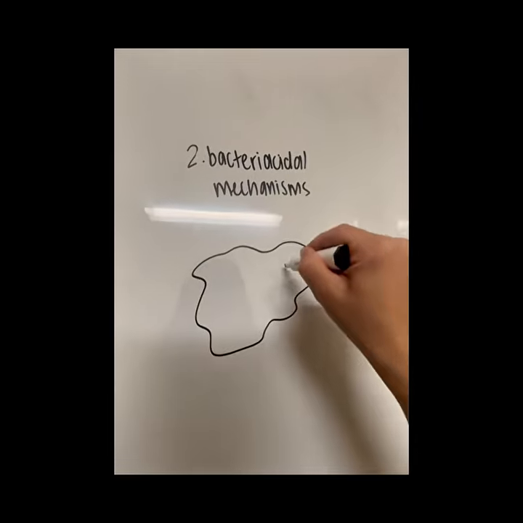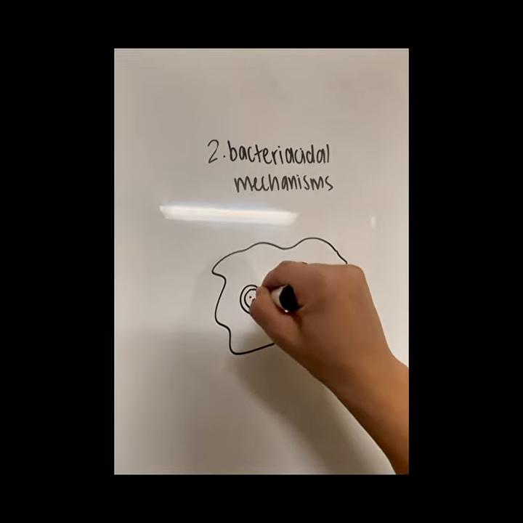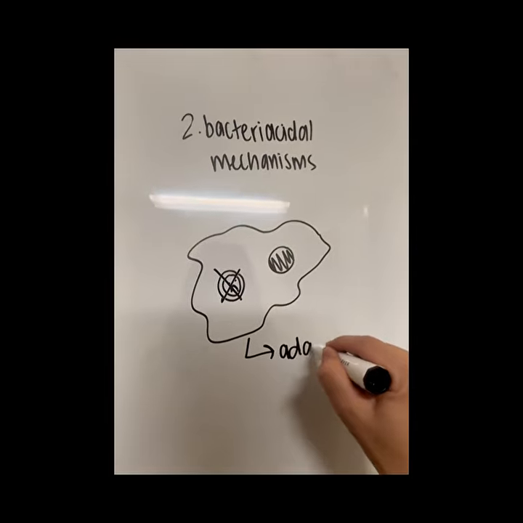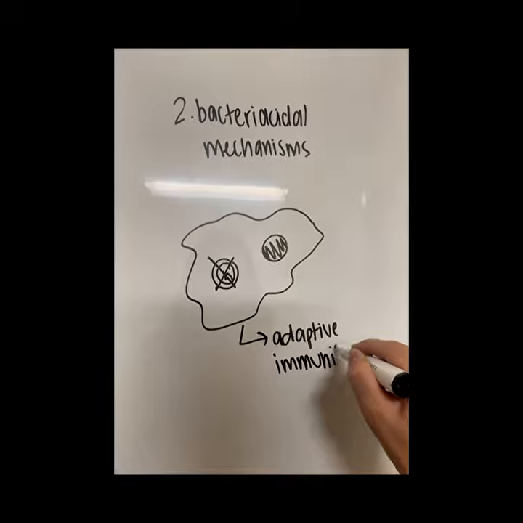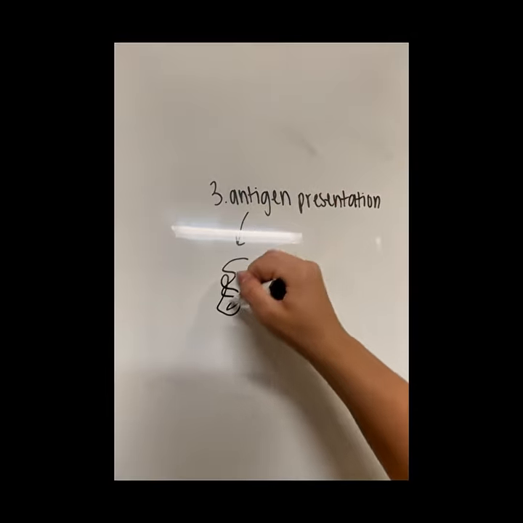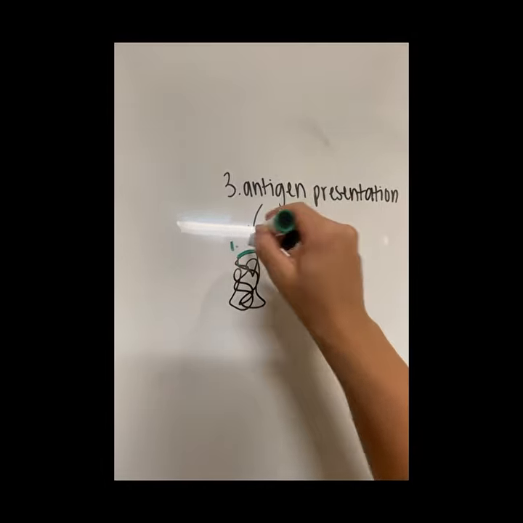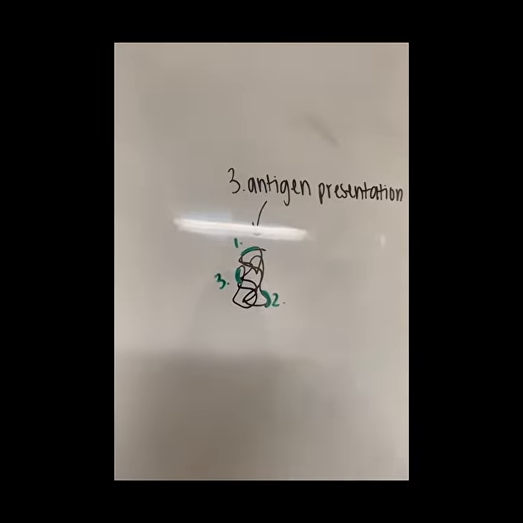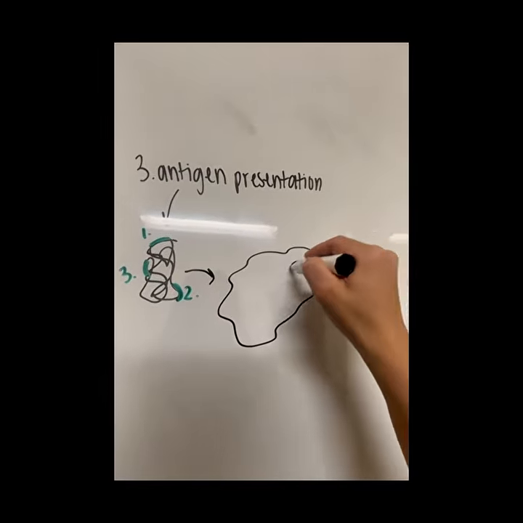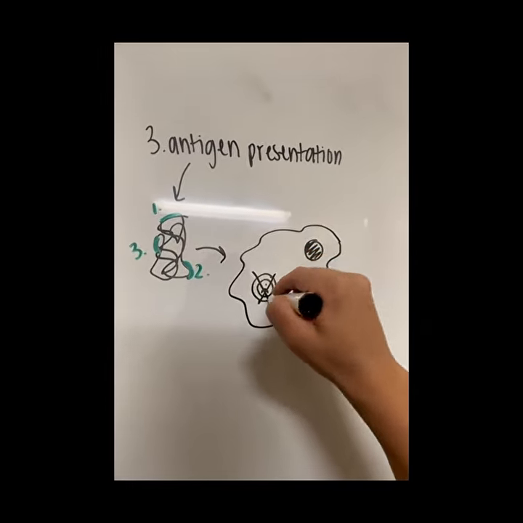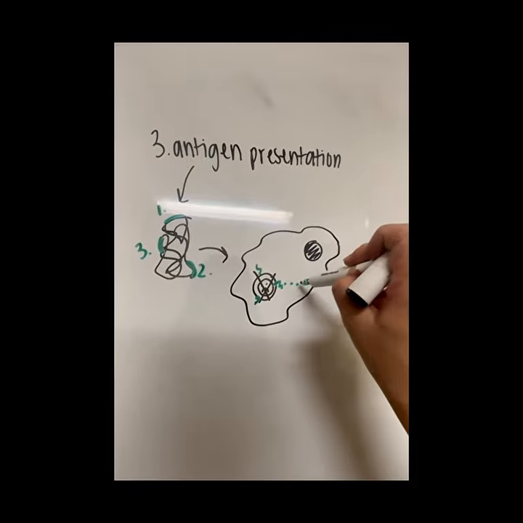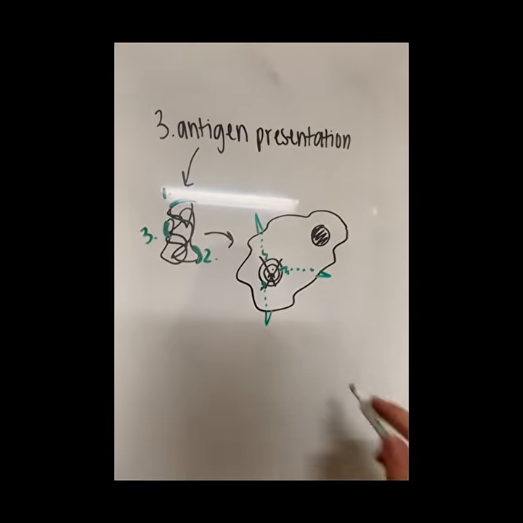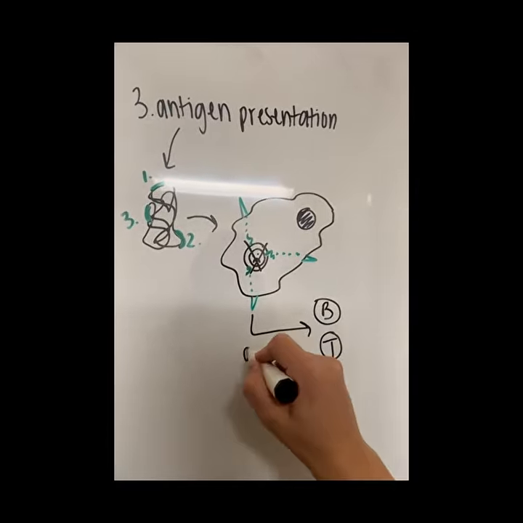Next is bactericidal mechanisms, which is used to destroy the foreign bacteria, but this is mostly mediated by the adaptive immune system, so we won't discuss it much here. Next is antigen presentation, which is very important to identifying microorganisms as non-self so that the immune system can begin its attack. Macrophages do this by breaking down engulfed pathogens and presenting fragments of them as antigens on their surface, which are then used further to teach adaptive immune cells to recognize pathogens in the future.